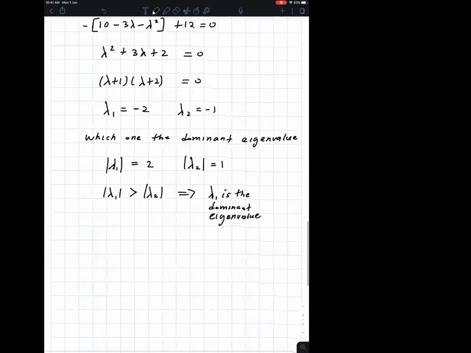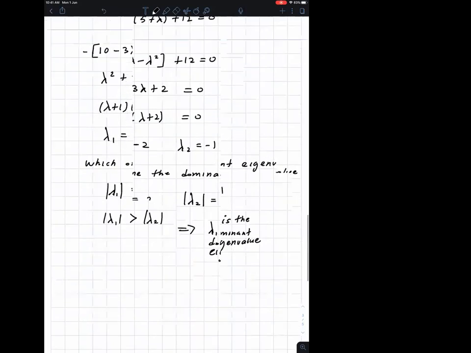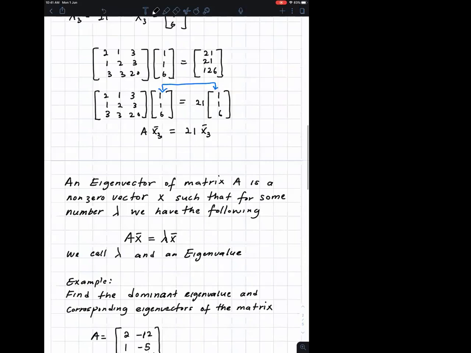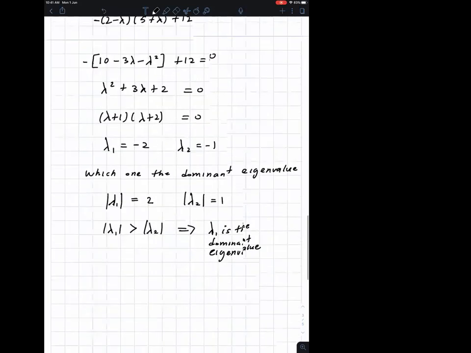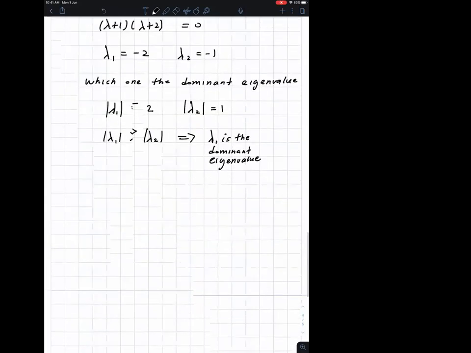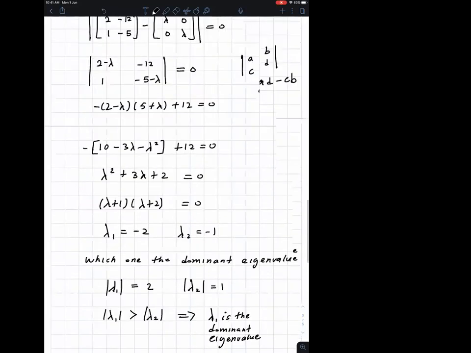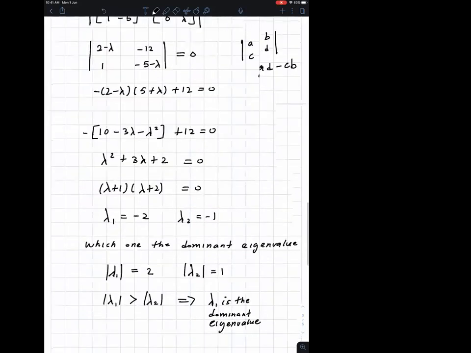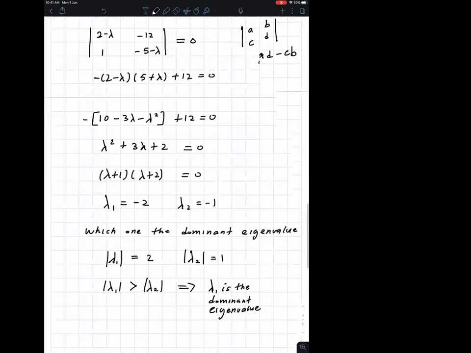Let's say if you have a 3x3 matrix, there's a lot of work to do. It's easy to make algebra errors. So therefore, there's another way of doing things without going through all this. You directly go and find the dominant eigenvalue using a numerical analysis technique.